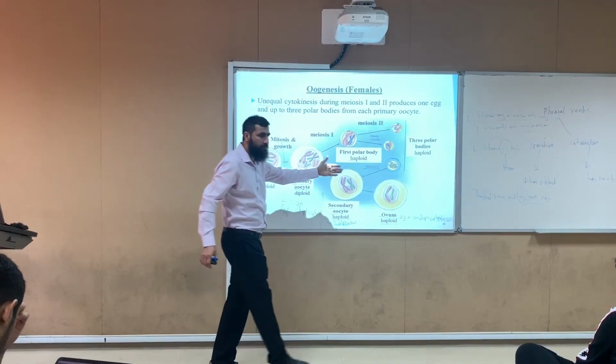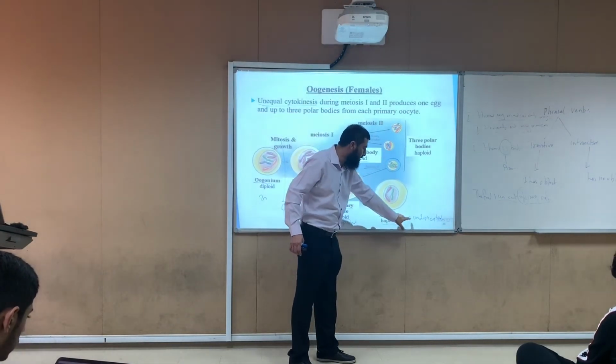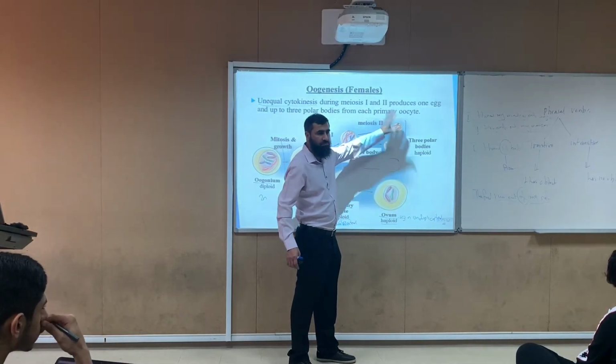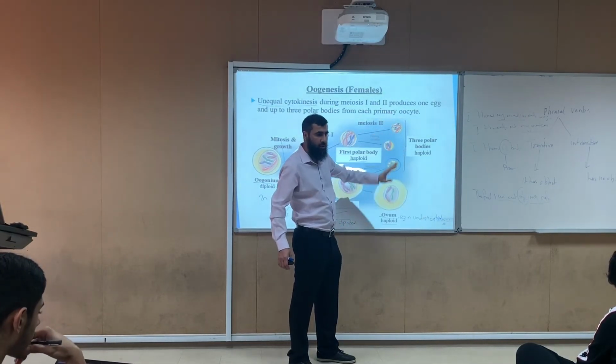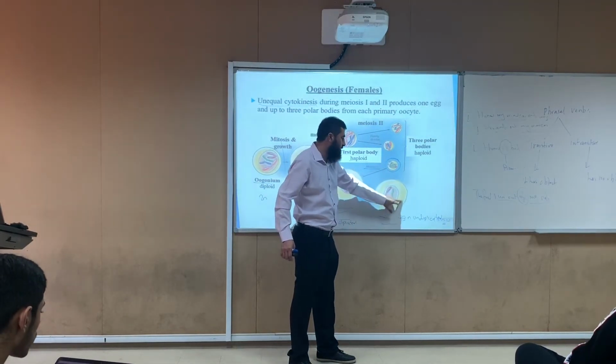And the mature egg, the viable egg, is then 23N unduplicated. And this is the one that is fertilized. These ones, they're not viable. So the female comes with 400,000 of these, okay?